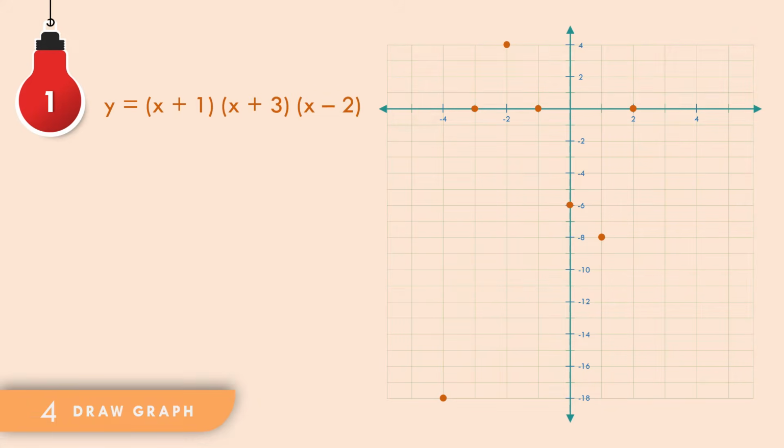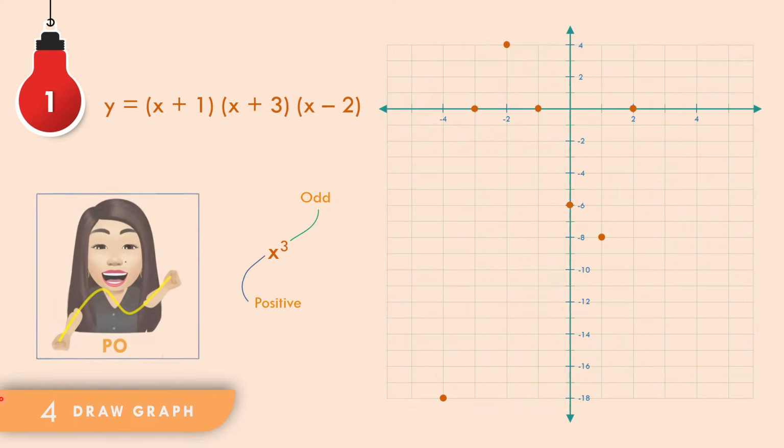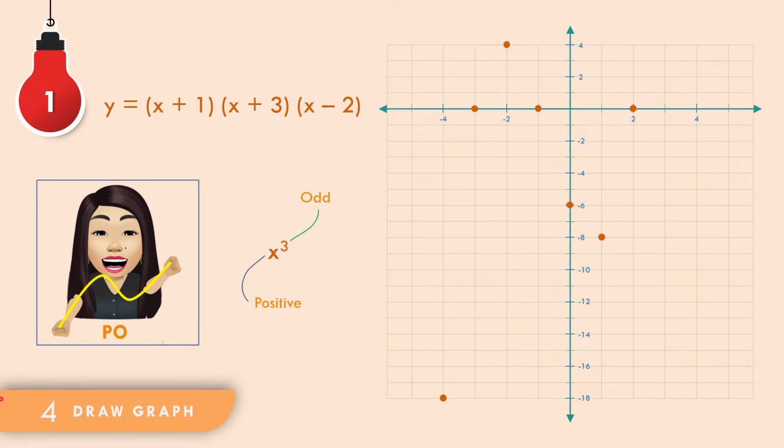Let us identify the end behavior of the graph of the polynomial functions. x times x times x is x cubed. So that could be the leading term. The sign of the leading term is positive and the degree is odd. So it means ganito yung magiging itsura ng graph natin, increasing, from negative infinity going to positive infinity.